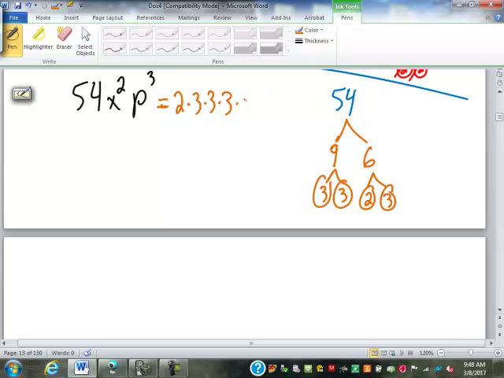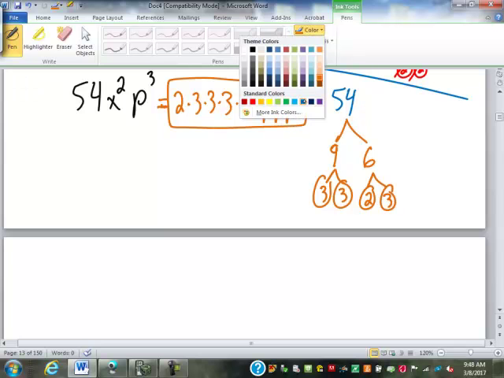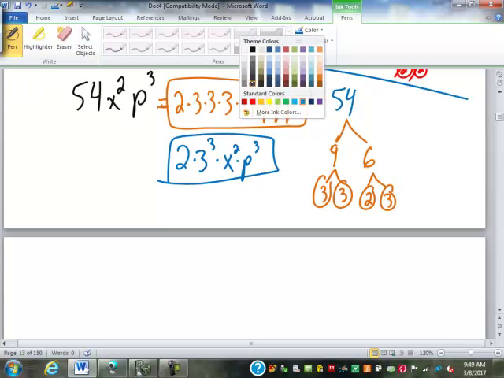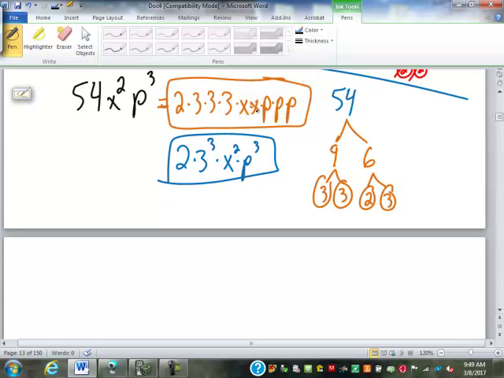How about x squared? X times x, you got it? And p to the 3rd? 3 p's. P times p times p. There it is. That's one way you could express it. Or you could do 2 times 3 to the 3rd. Then it would just be x squared and p to the 3rd would still be there. Any questions on factoring?